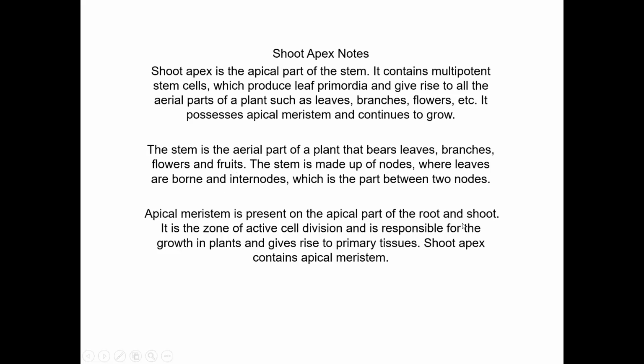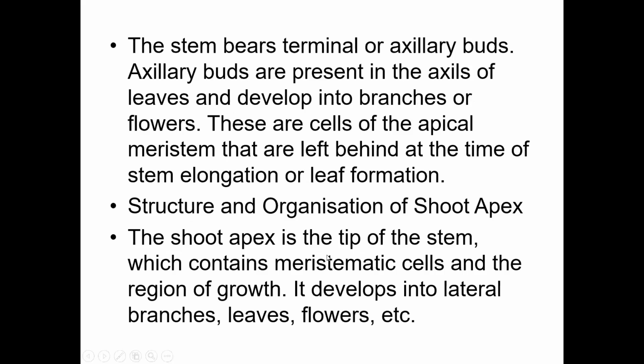Based on position, meristems are classified into three types: apical, lateral and intercalary. Examples of apical meristem are the root apex and shoot apex. It is a zone of active cell division, responsible for growth in plants, and gives rise to primary tissues. The stem bears terminal or axillary buds, and axillary buds are present in the axils of the leaves and develop into branches or flowers.